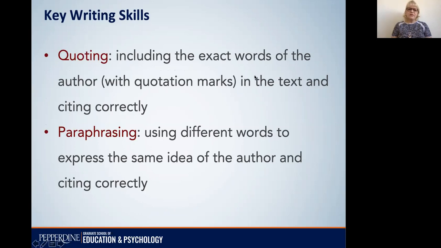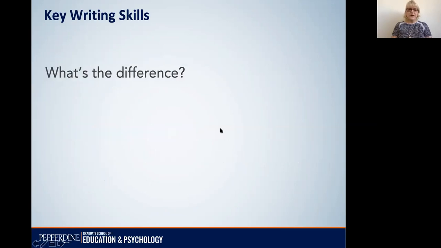So quoting includes the exact words of the author with quotation marks and citing correctly, whereas paraphrasing uses different words and expresses the idea but still cites correctly. And usually you want to focus on that paraphrasing.